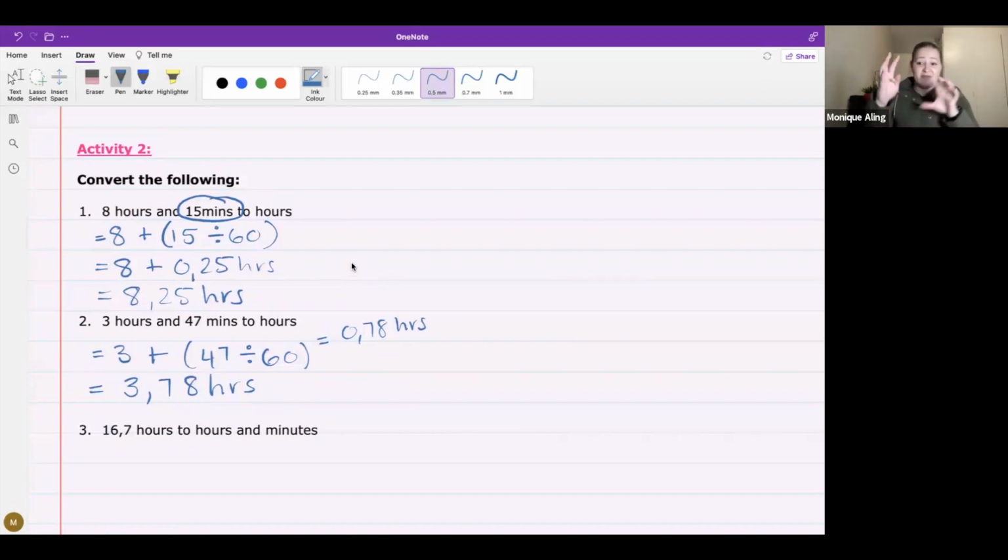So now we are breaking it up. We've got 16.7 hours, and now I want it in hours and minutes. Do we have any answers for this one? So now we're doing the opposite, taking our hours and breaking up into hours and minutes. Any takers? Or are we still busy?